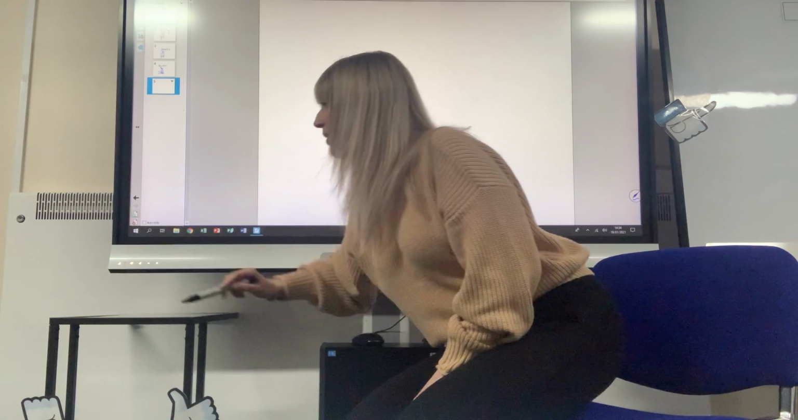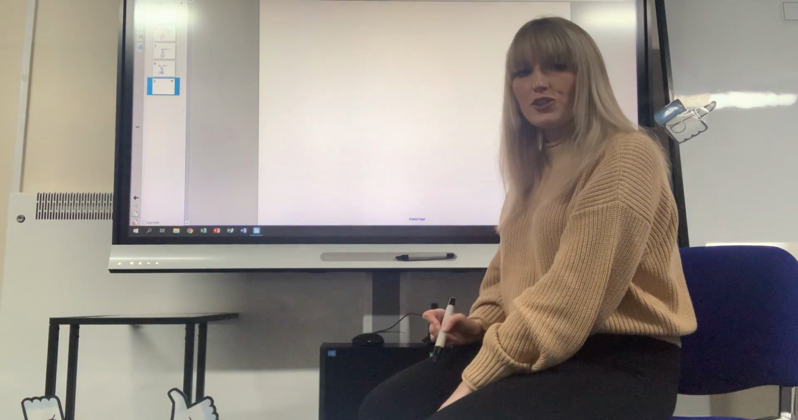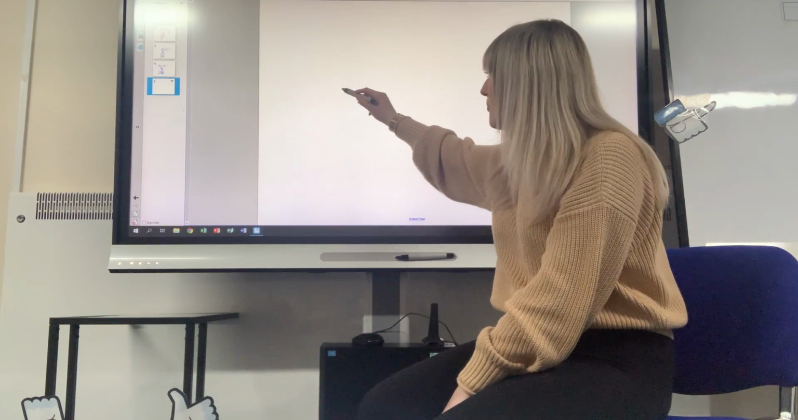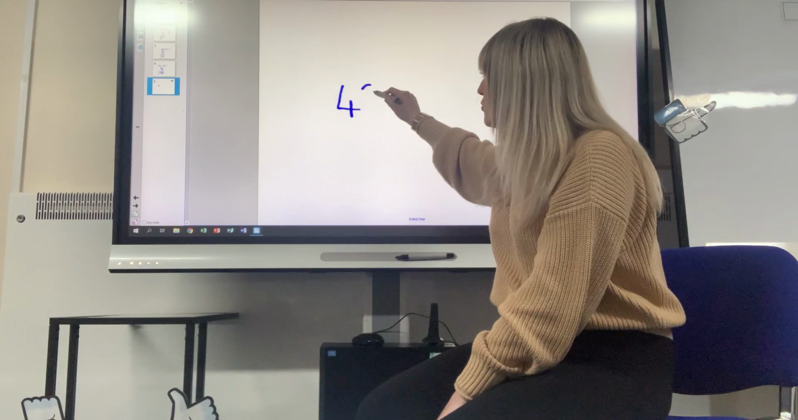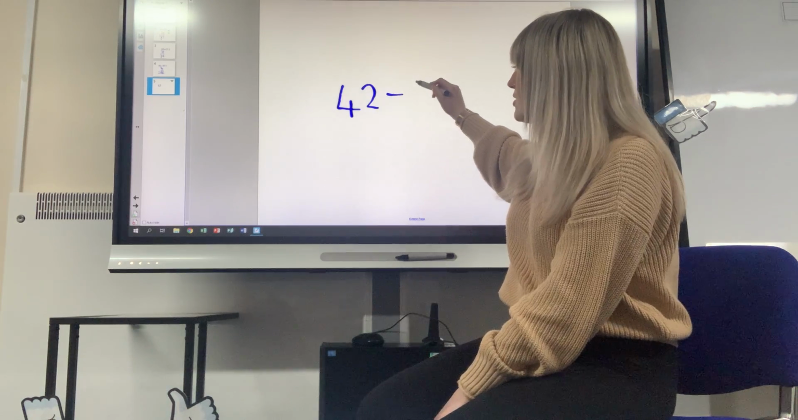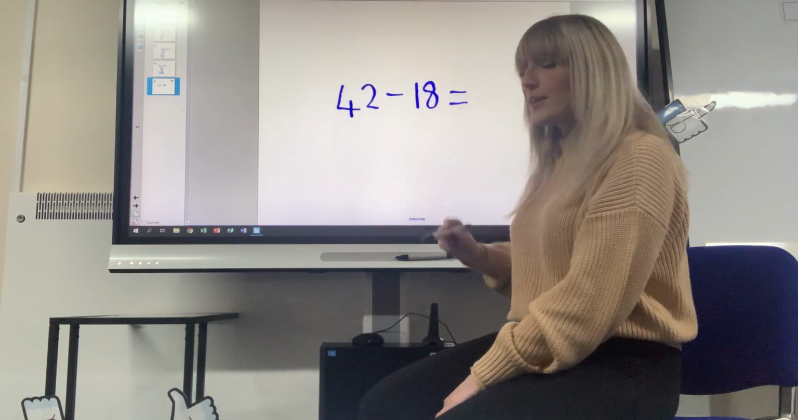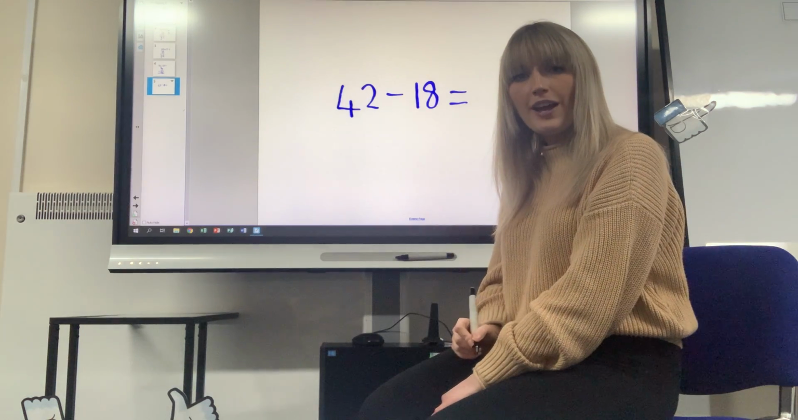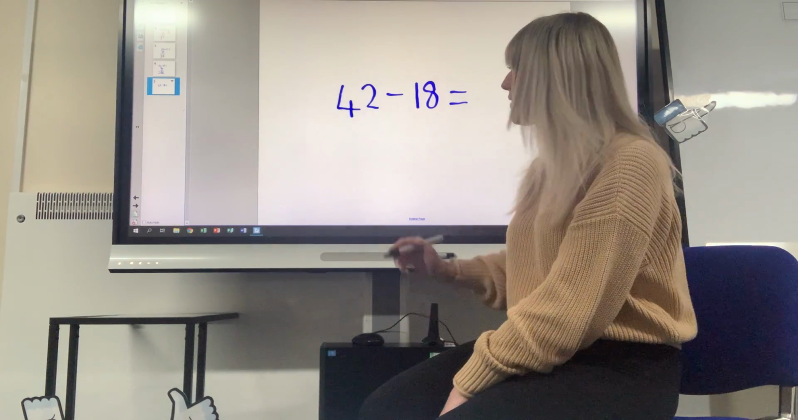Okay, I'm going to write another one on the board for you to have a go at on your whiteboard. So make sure you pause the video to have a go. This time I've got the number 42, and you're going to take away 18. Okay, so pause your video now and have a go at this on your whiteboard using the column method.